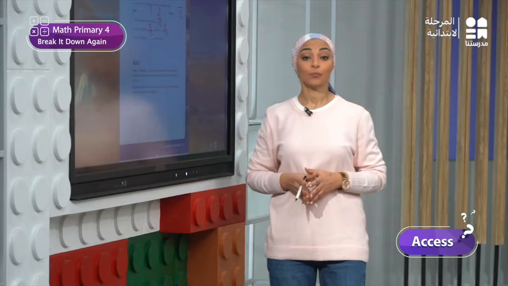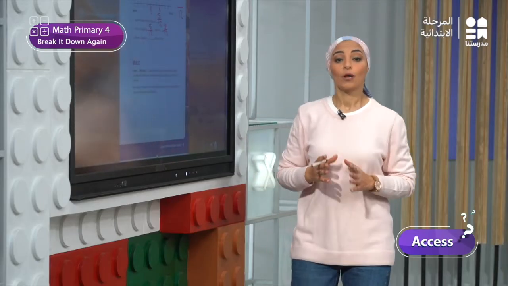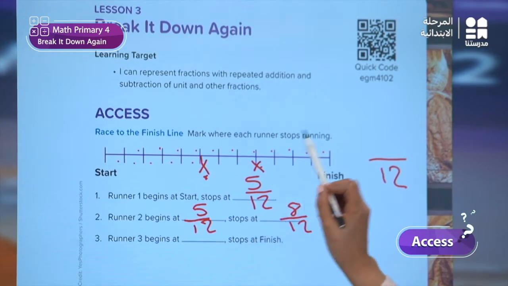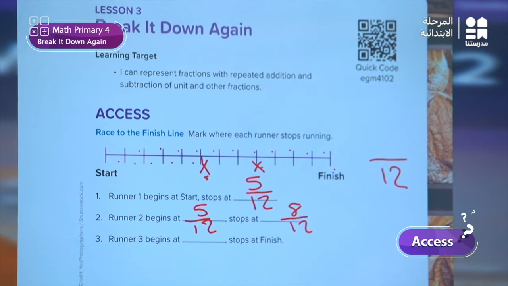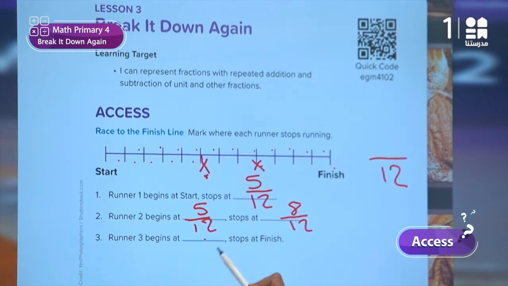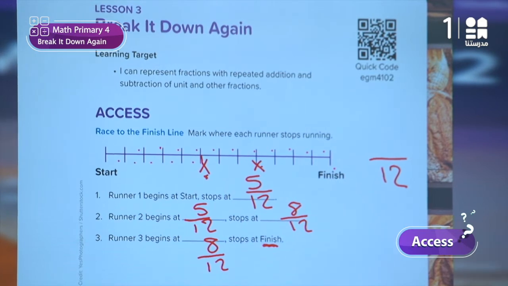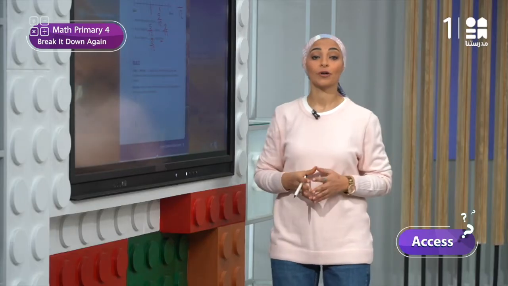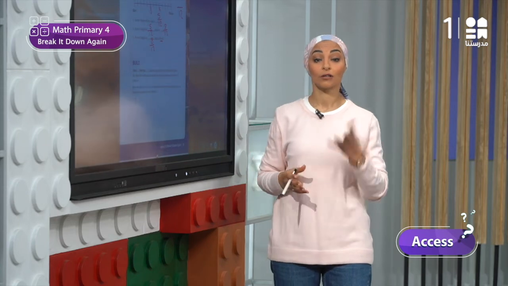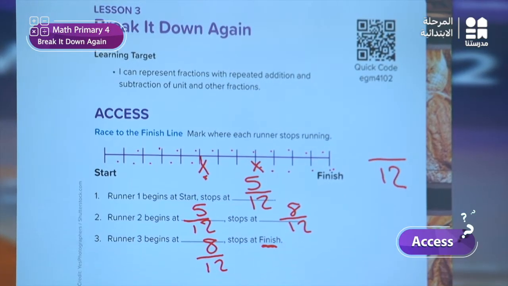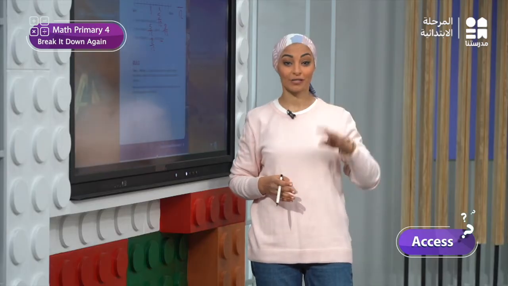Now runner number 3 will be at the end of the line. So runner number 3 started from 8 over 12 till he reached the finish line. Here he begins at 8 over 12 and stops at the finishing line. Now, how many parts did runner number 3 run? As you see here, exactly he ran 4 parts only.